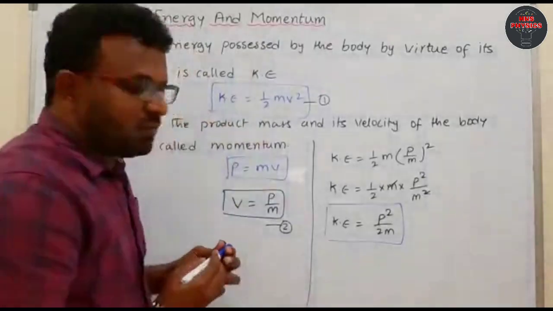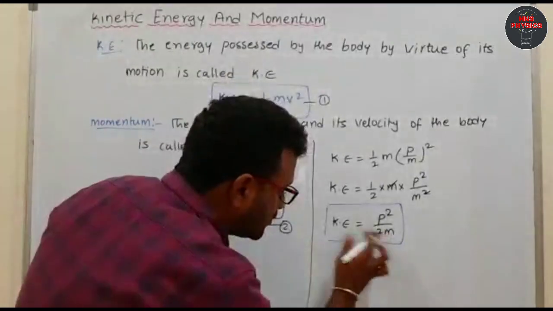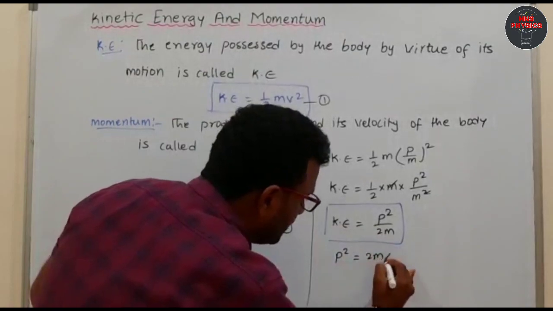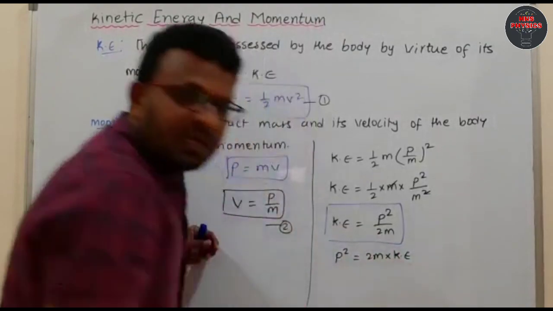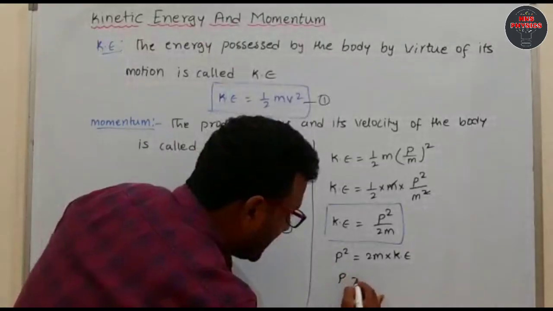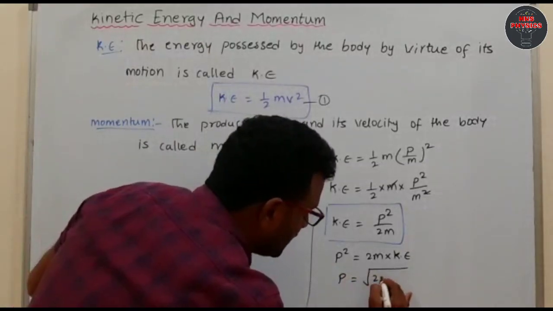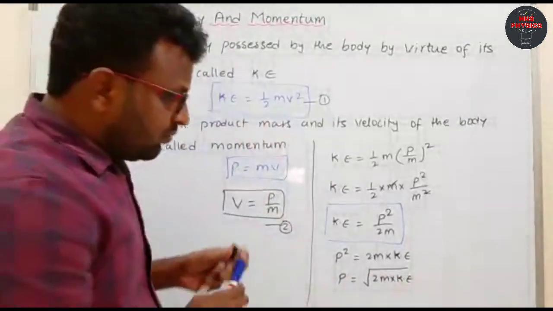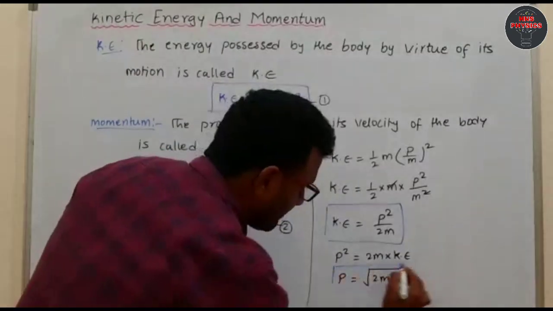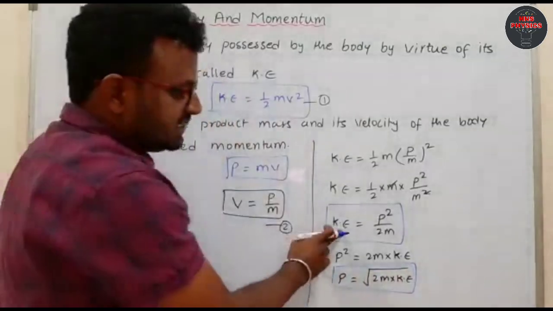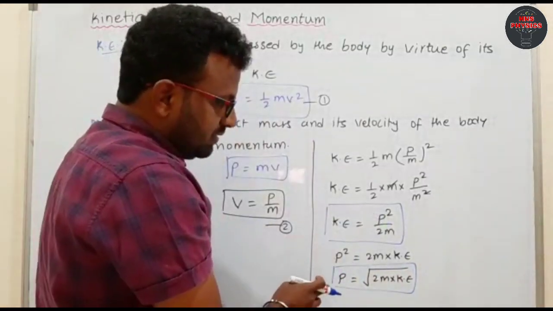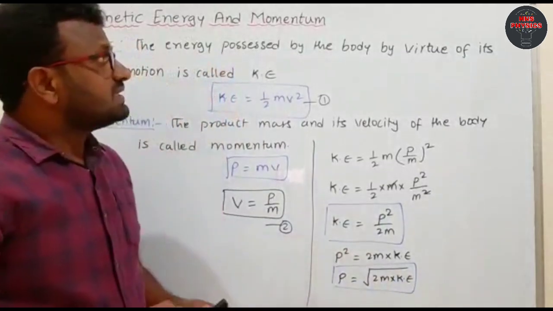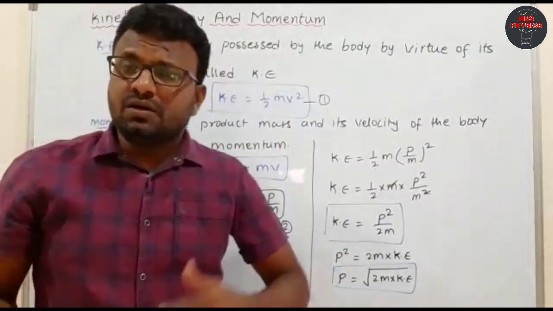From here we can write one more relation. Taking 2m to this side, P square equal to 2m into kinetic energy. Then P equal to root over 2m into kinetic energy. Like this also we can write the relation between the momentum and kinetic energy. So kinetic energy is equal to P square by 2m, or P equal to root over 2m into K. This is the relation between the kinetic energy and momentum.